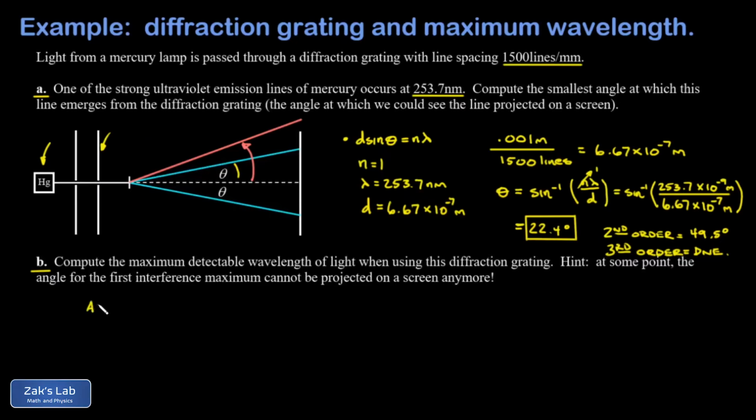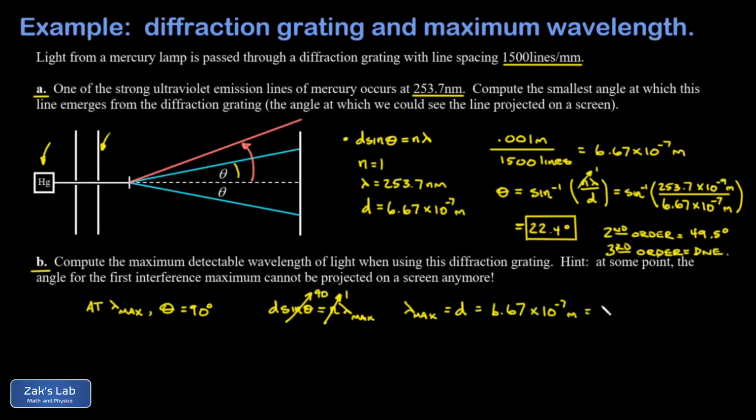So we can say at lambda max, theta is equal to 90 degrees. And in fact, this will be the smallest wavelength for which a constructive interference simply can't be projected on the screen. So that angle of 90 degrees corresponds to this cut point where our wavelength has become too large for a constructive interference to be projected. Again, we're talking about the first order maximum here, since that corresponds to the smallest angle for constructive interference for that wavelength. And we find that our lambda max is simply equal to the slit spacing, which was 6.67 times 10 to the negative 7 meters.